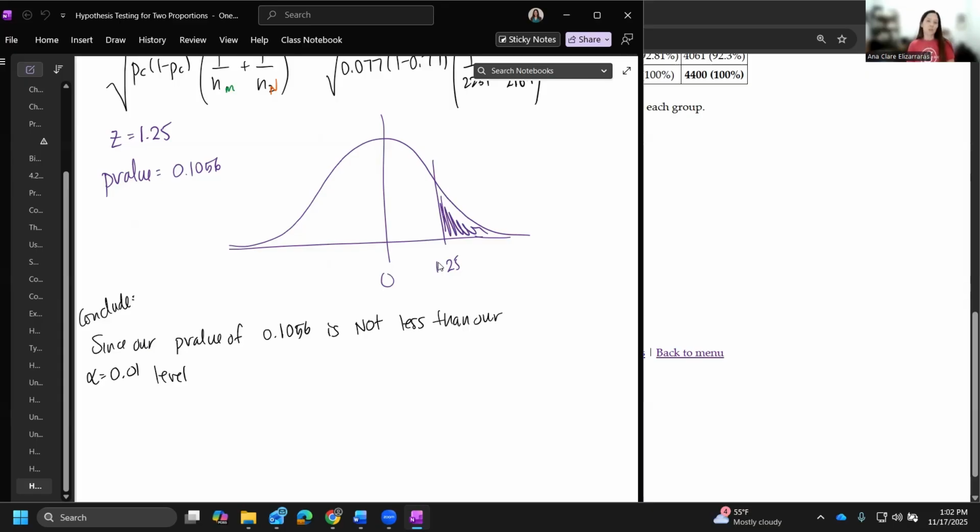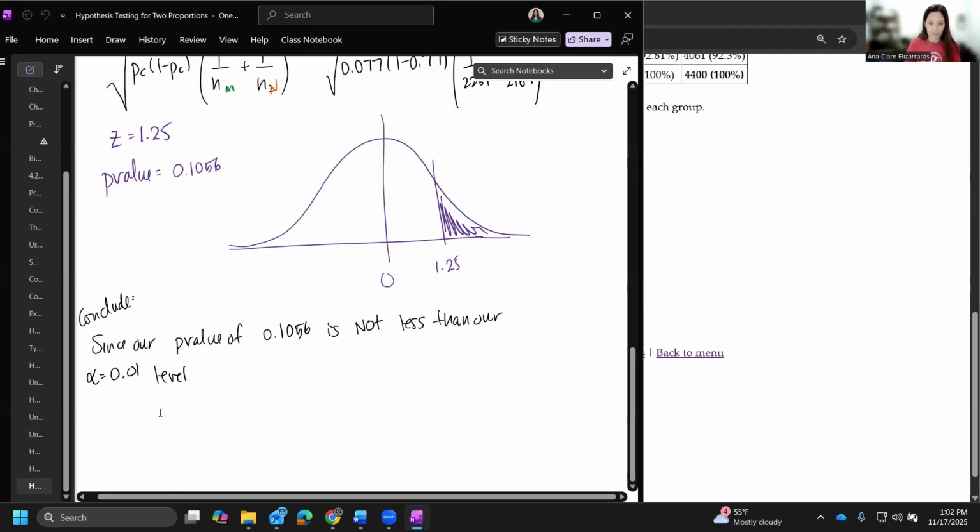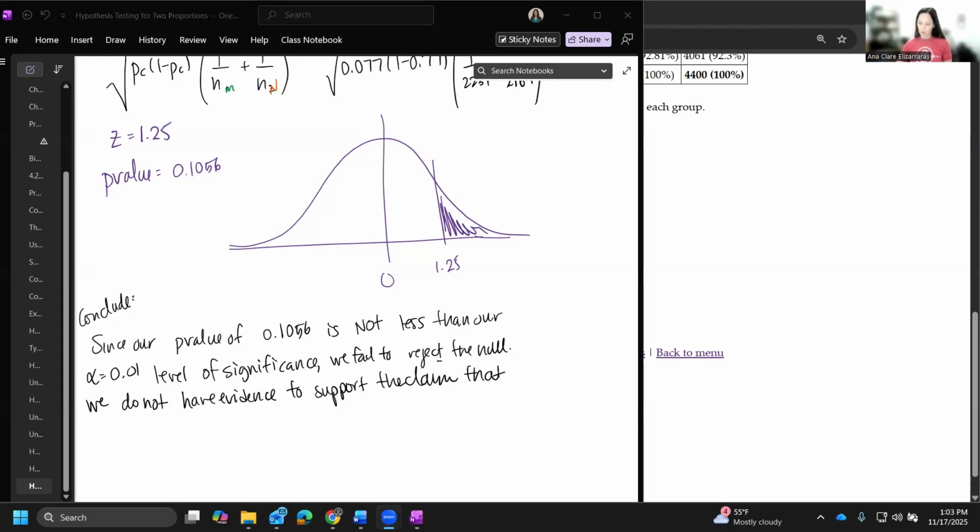What does that mean when we fail to reject the null? That means we don't have evidence for the claim. What was our claim? That's the last thing. Our claim, the question asked us of whether the proportion of men who don't wear their seatbelts is more than those who are not men. So we do not have evidence to support that men are not wearing their seatbelts more.